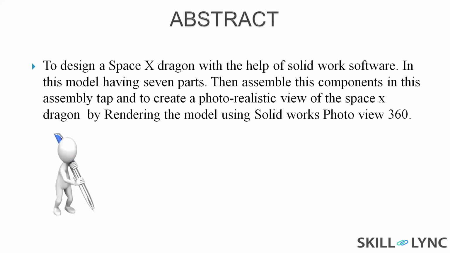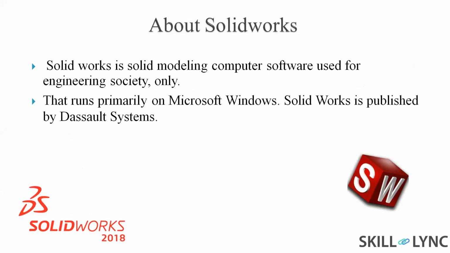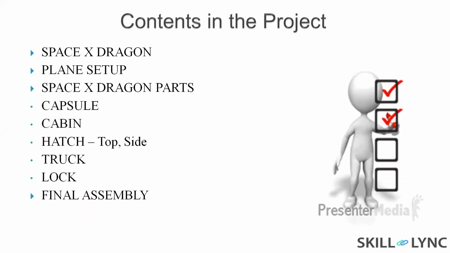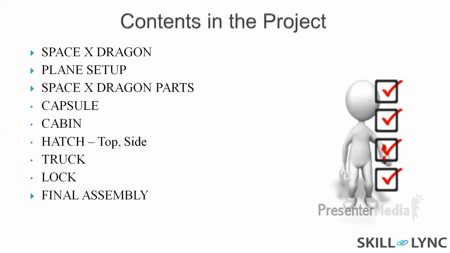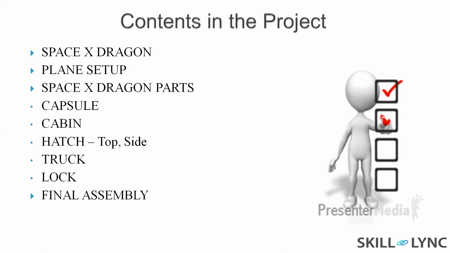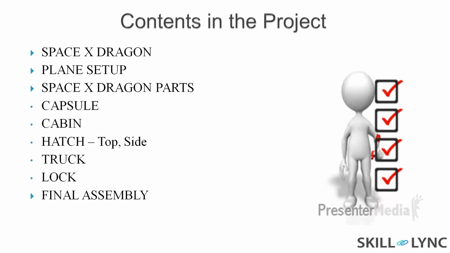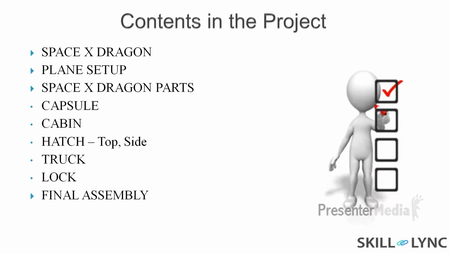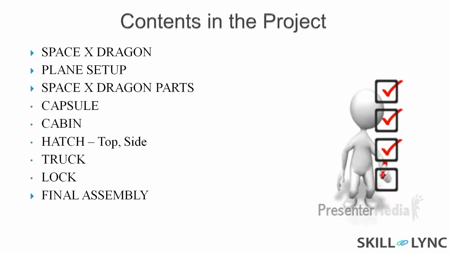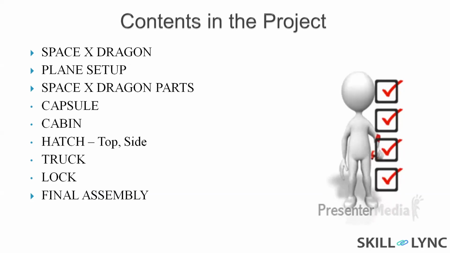PhotoView 360. About SolidWorks: as most of us know, SolidWorks is a primary software to create solid models, and it's widely used in the engineering society. In this project, I'm using the SolidWorks 2018 version. I'm going to walk through these contents in today's presentation: SpaceX Dragon, plane setup, SpaceX Dragon and its parts, capsule, cabin, hatch, top side and left hand side, trunk, lock, final assembly.